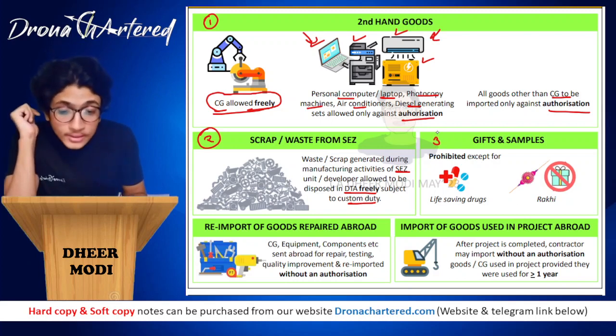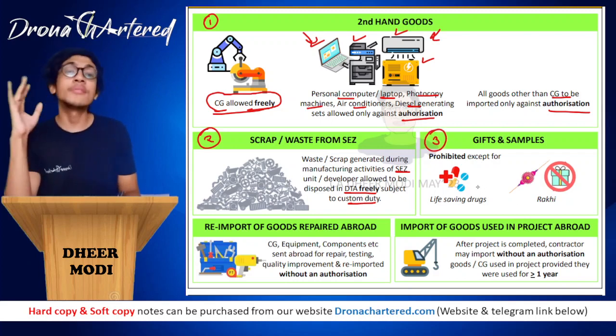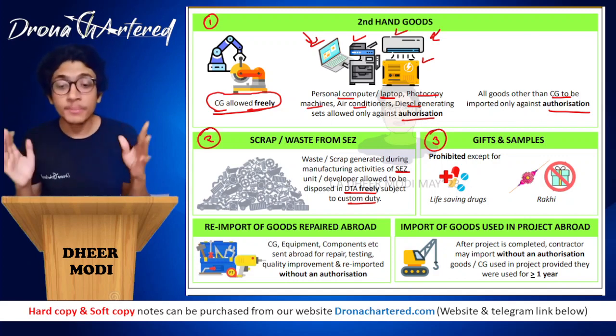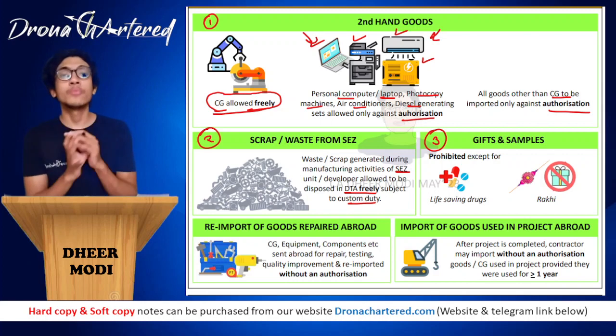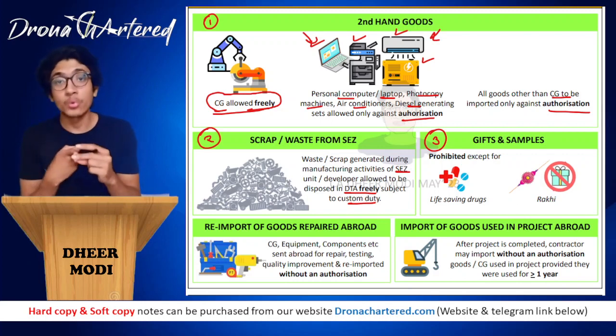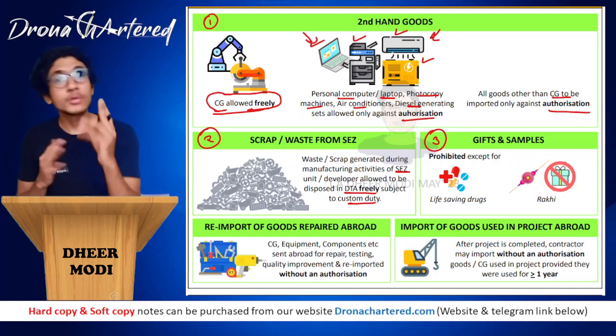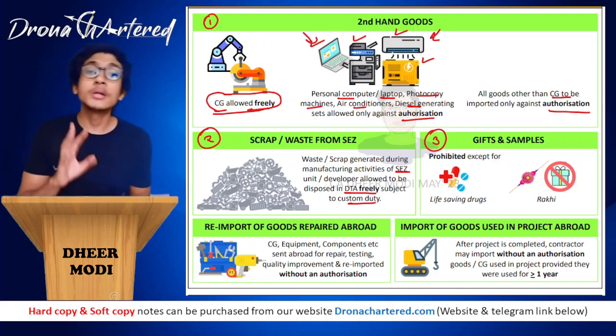Okay, now third is your gifts and samples. So gifts and samples are actually prohibited. All gifts and samples are prohibited. So for second hand goods, what did we do? Capital goods freely allowed. All other goods only against authorization. Scrap waste allowed, but you have to pay custom duty. Third is gifts and samples.